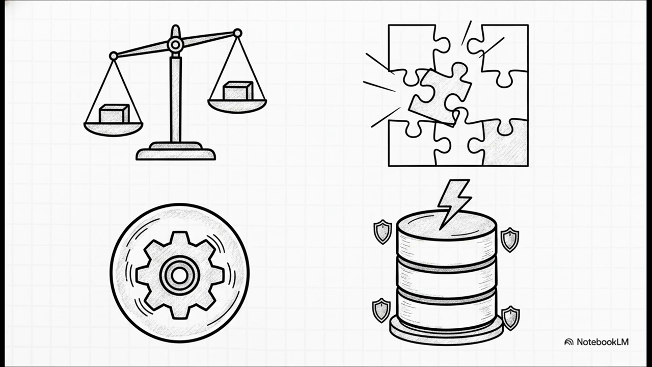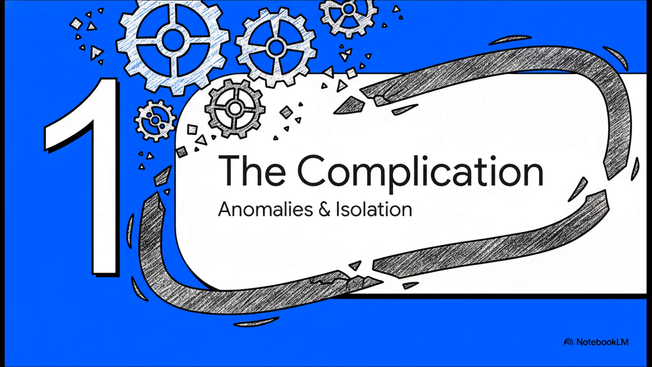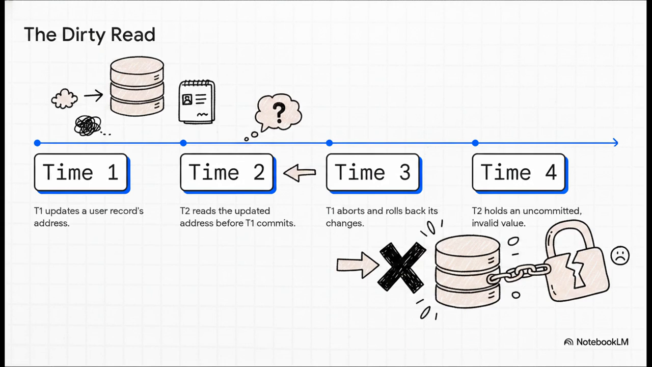Part 1. The complication, data anomalies, and isolation. Let's see how this builds, and imagine a scenario known as a dirty read. At time 1, transaction 1 updates a user's address. Then, at time 2, before transaction 1 has officially committed, transaction 2 comes along and reads that updated address.